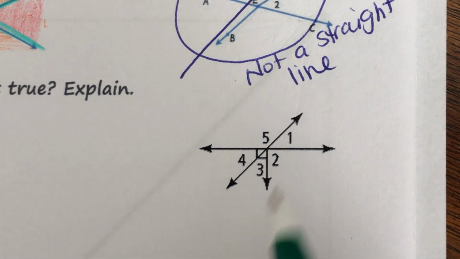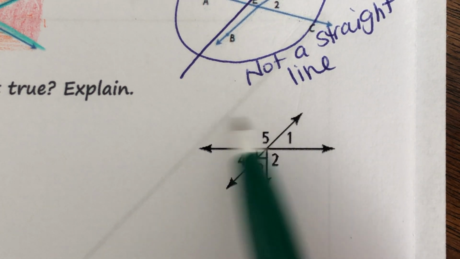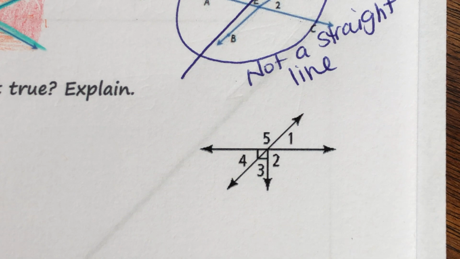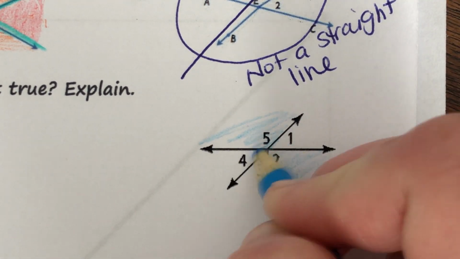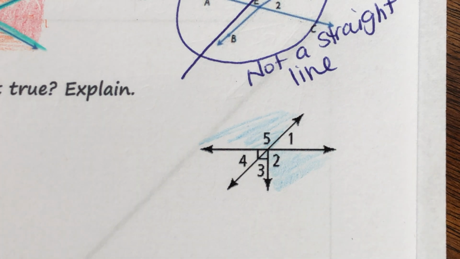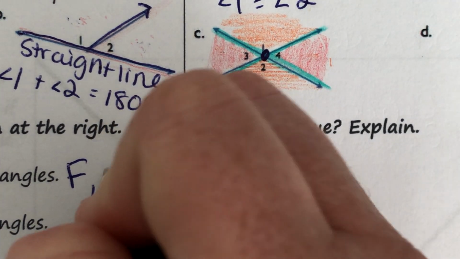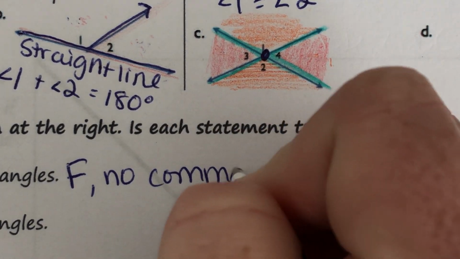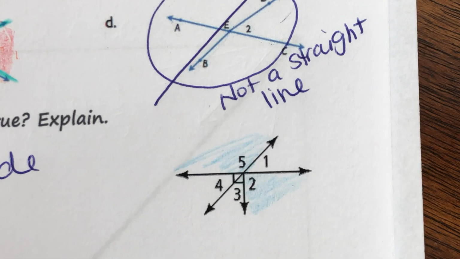Okay, 2 and 5 are adjacent angles. Here's angle 2, this guy right here, and here's angle 5, this guy over here. Are they right next to each other? Do they share one common side? No, they're across from each other. I've got this guy over here and this guy over here. They are across from each other, but they do not share one common side. They're not next door neighbors. They don't share one fence line. So they're not adjacent. So we're going to say that's false. No common side.